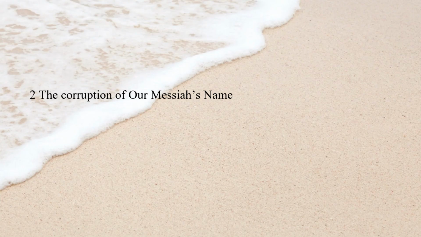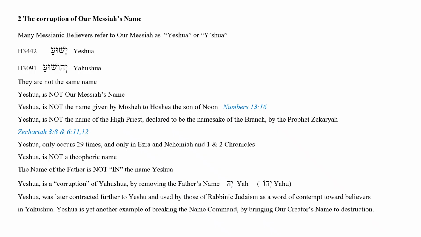2. The corruption of our Messiah's name. Many Messianic believers refer to our Messiah as Yeshua. H3442 Yeshua is not H3091 Yahushua. They are not the same name. Yeshua is not our Messiah's name. Yeshua is not the name given by Moshe to Hoshea son of Nun.